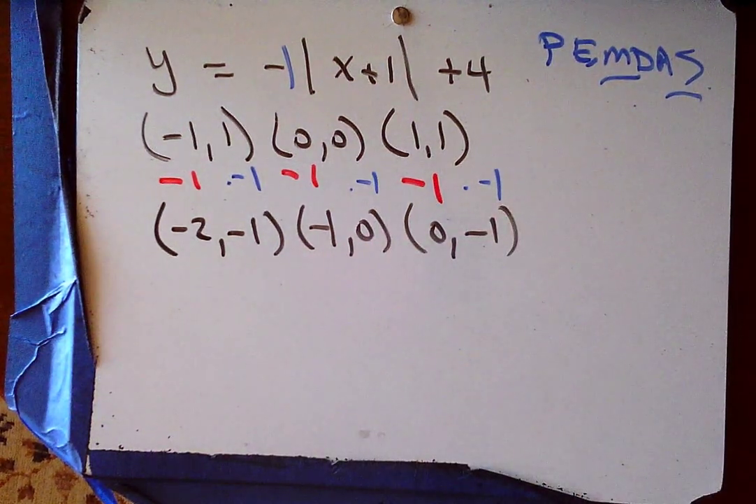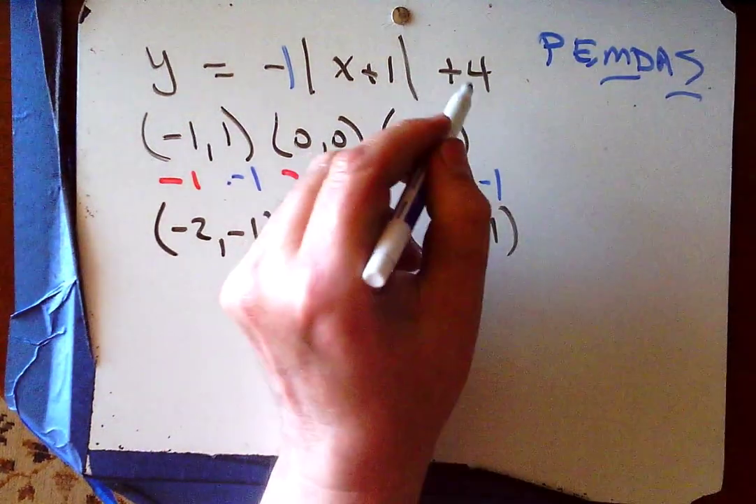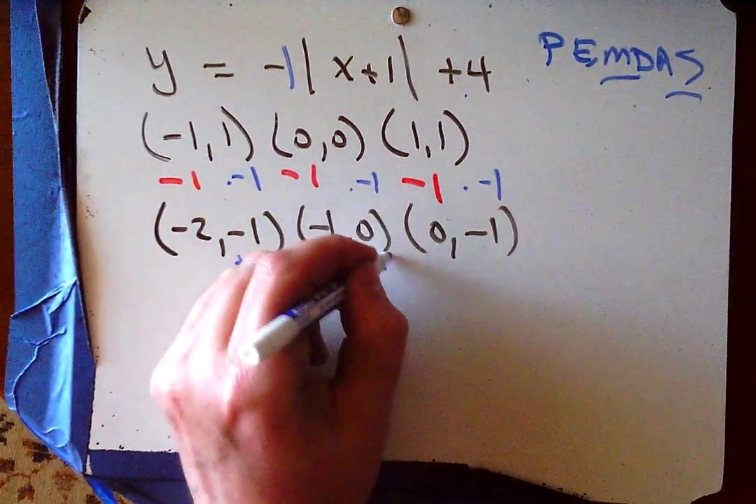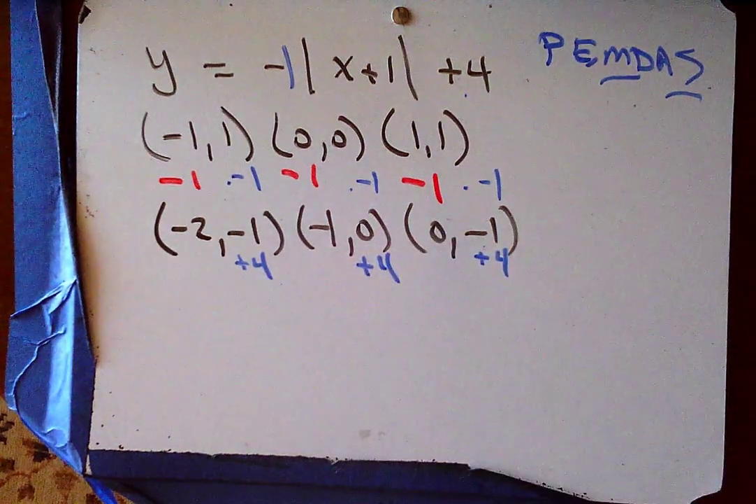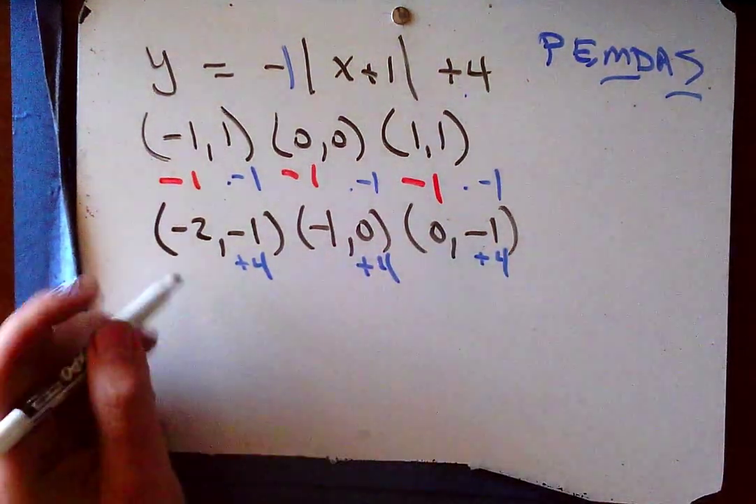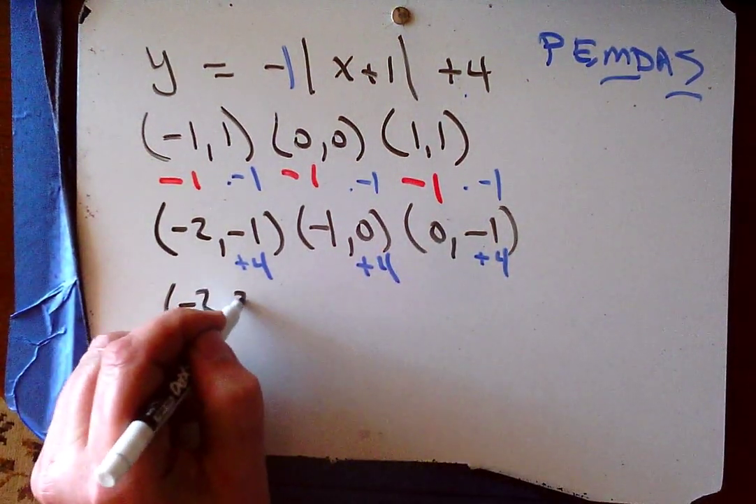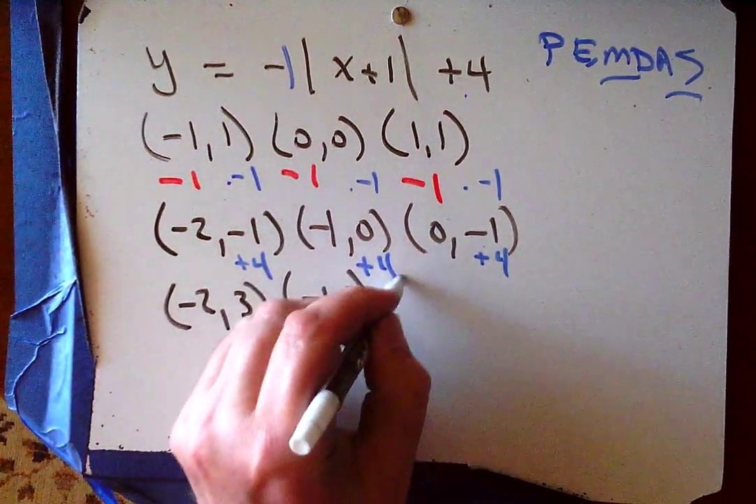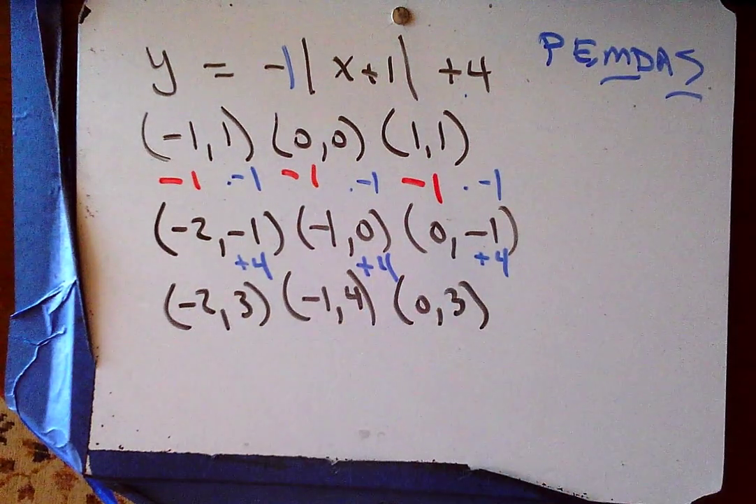Now, what about this last transformation? Well, it's outside the function, so I know it affects y's, and I do what I see, so I'm adding 4 to all the y values. This will then give me (-2, 3), (-1, 4), and (0, 3).